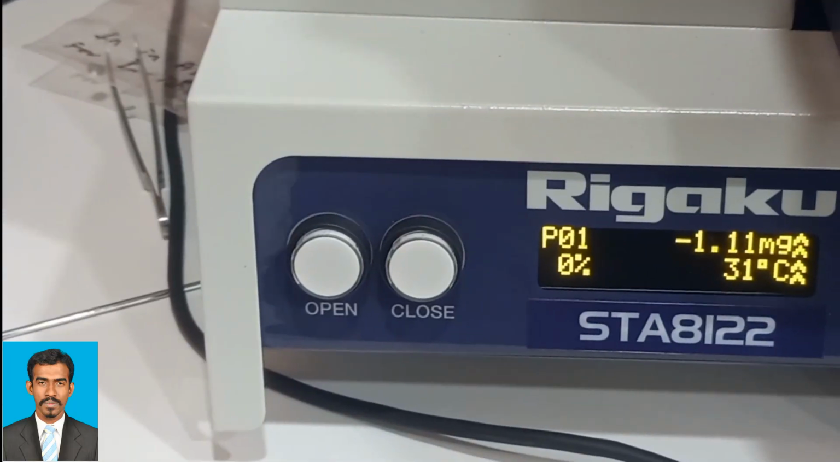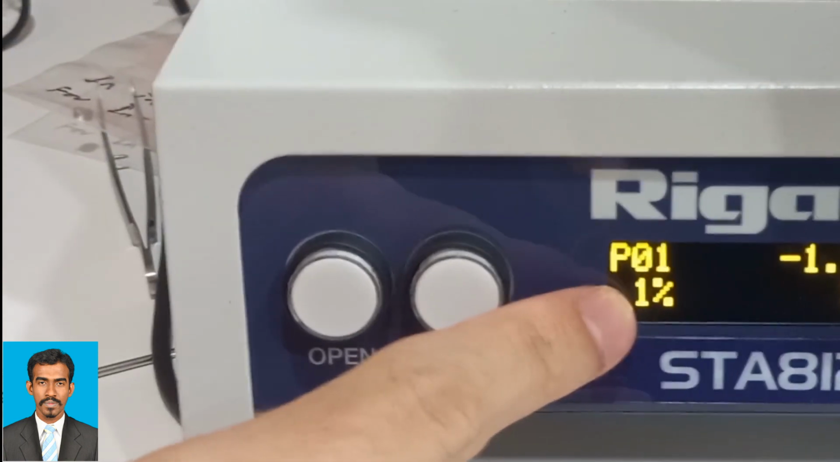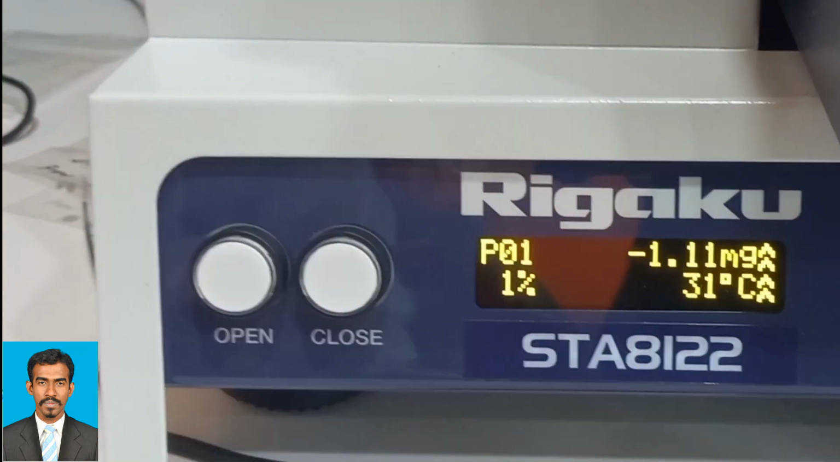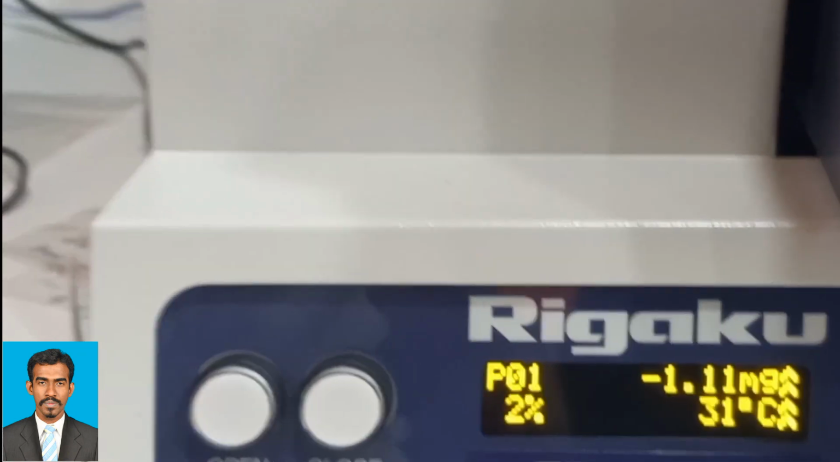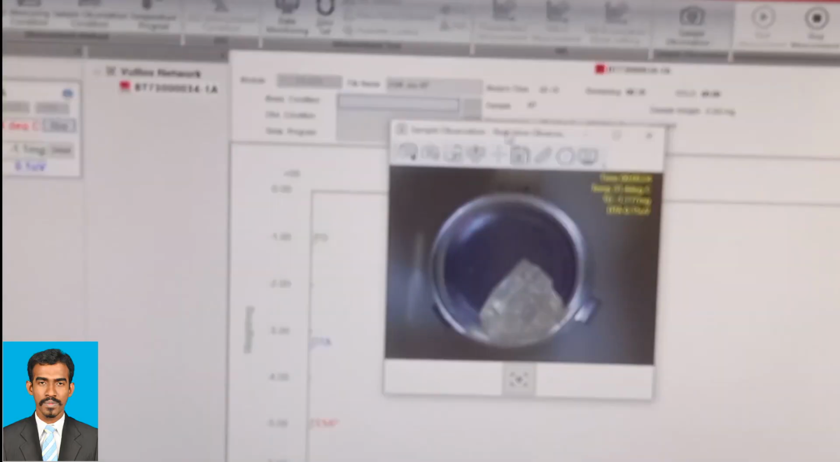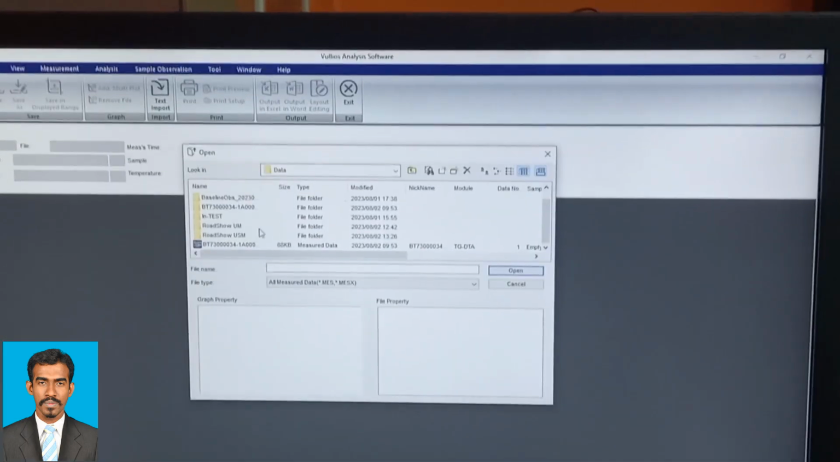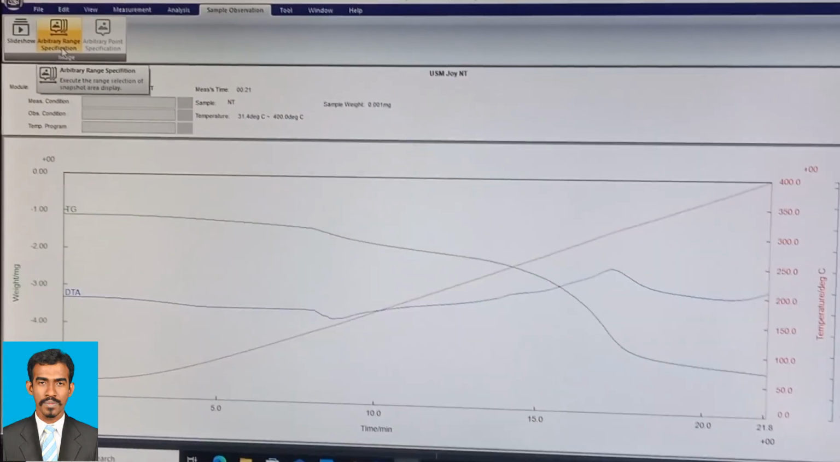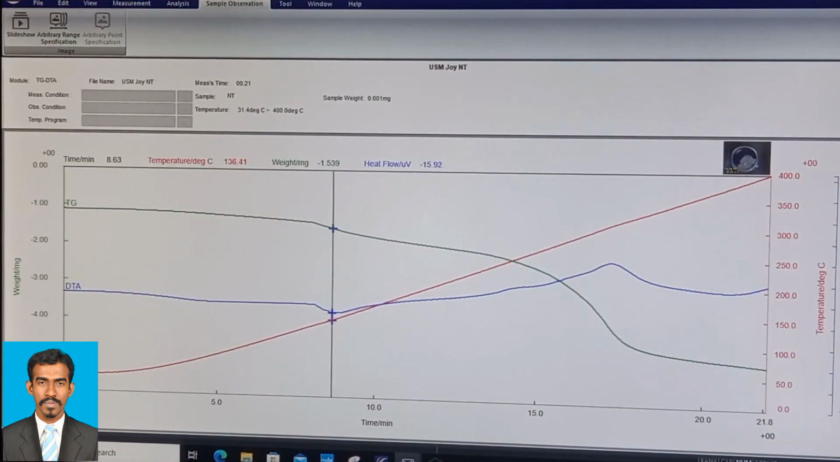After the machine has started, from the indicator we can see the temperature going up, and the percentage showing there is the progress. Also, the weight changes can be observed from the other side, in milligrams. Once the test is finished, we will call the file and we can see the curves as well as the real-time images. From the curve, by selecting an interval, we can magnify the image as well.